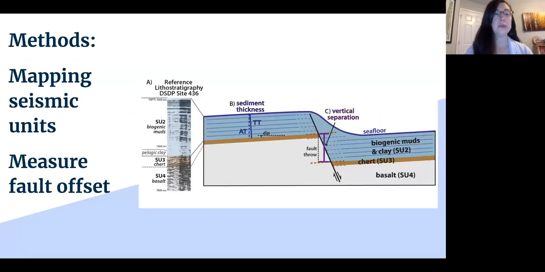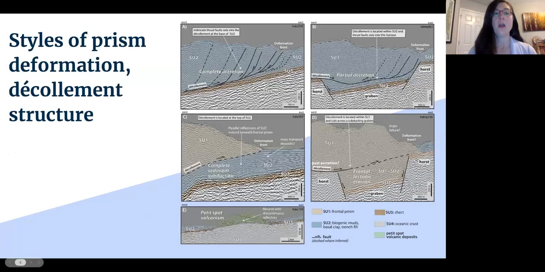Our methods include mapping seismic units on the incoming plate and the overriding plate, and measuring fault offset of the outer rise faults on the incoming plate. We identify four major styles of prism deformation and décollement structure.